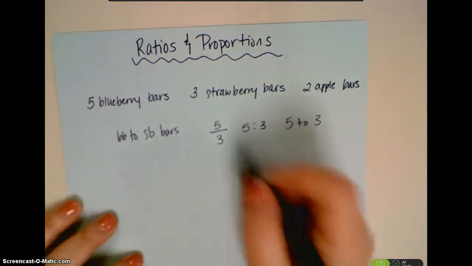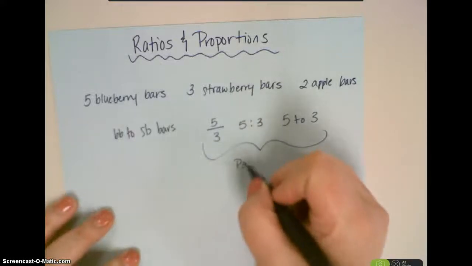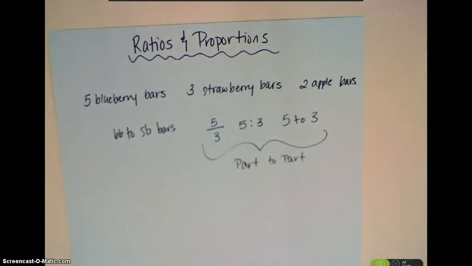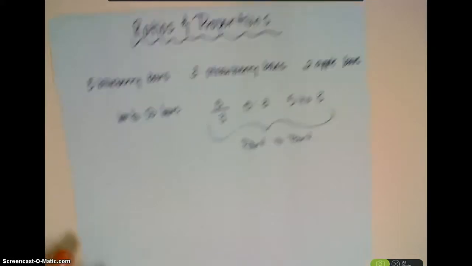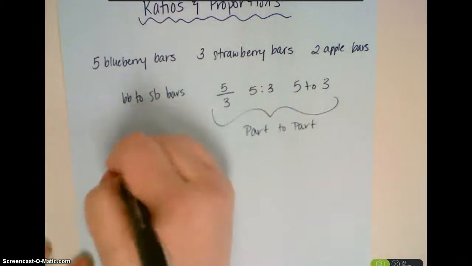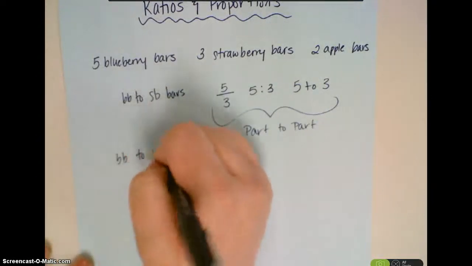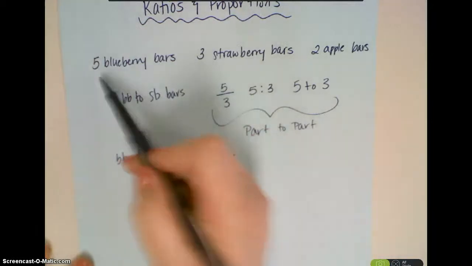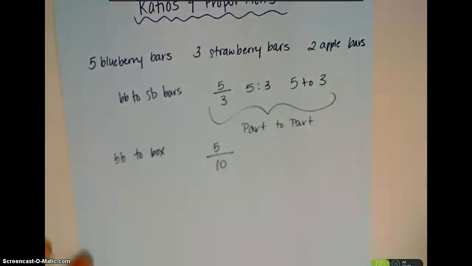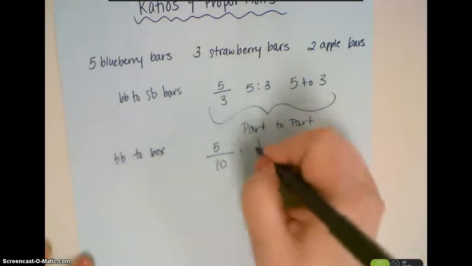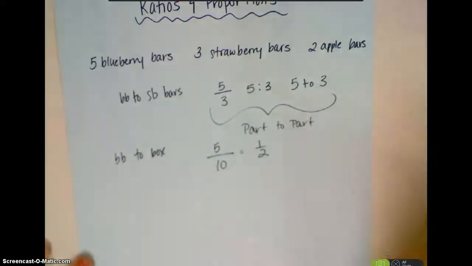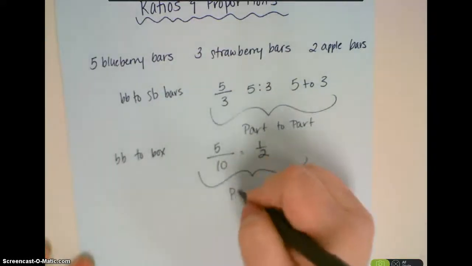This is an example of a part-to-part ratio, because I'm comparing two pieces. Now, if I was comparing the blueberry bars to the total number in the box, that would be a part-to-whole ratio. So if I was doing blueberry bars to the box, then I would say, okay, I have 5 blueberry bars to a total of 5, 8, 9, 10. Okay, and then that could be simplified to a 1-to-2 ratio. So basically there's 1 blueberry bar for every 2 bars in the box. Okay, this is a part-to-whole ratio.